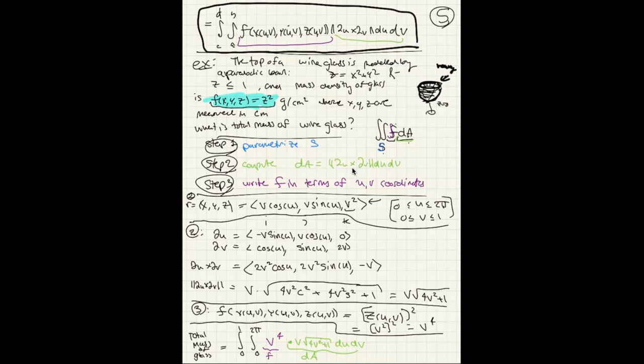So a vector field is merely, at each point x, y, maybe in the plane, or x, y, z in 3D, a vector. So a vector field is at each point a vector.